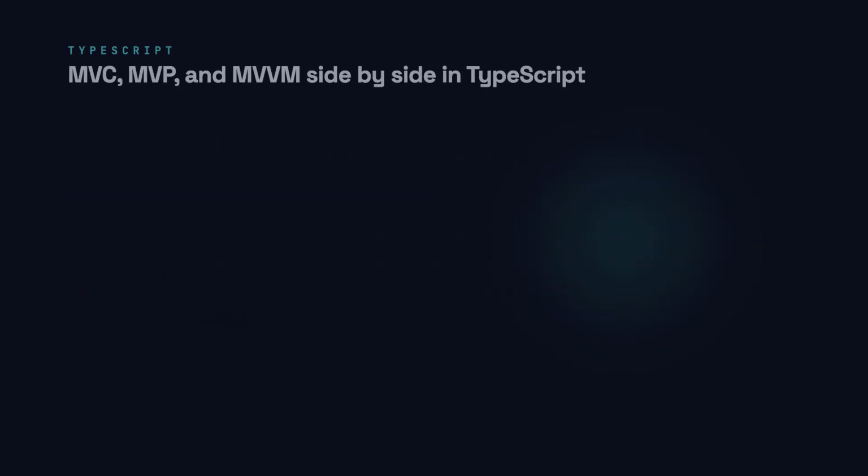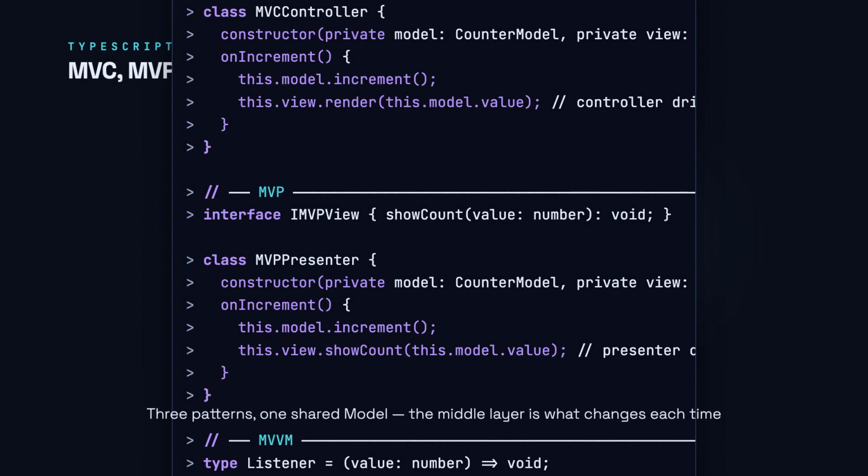code. We start with a shared counter model, whose only job is to hold a value and increment it. In MVC, the MVC controller receives the onIncrement call, tells the model to increment, then manually calls view.render. The controller reaches out to both sides. In MVP, the MVP presenter looks almost identical, but the key difference is that the view is defined as a narrow interface, making it completely passive and easily mockable in tests. In MVVM, there is no view interface at all. Instead, the counter view model exposes a subscribe method. The view registers a listener once, and every future increment automatically notifies every subscriber. The view never has to ask for an update.